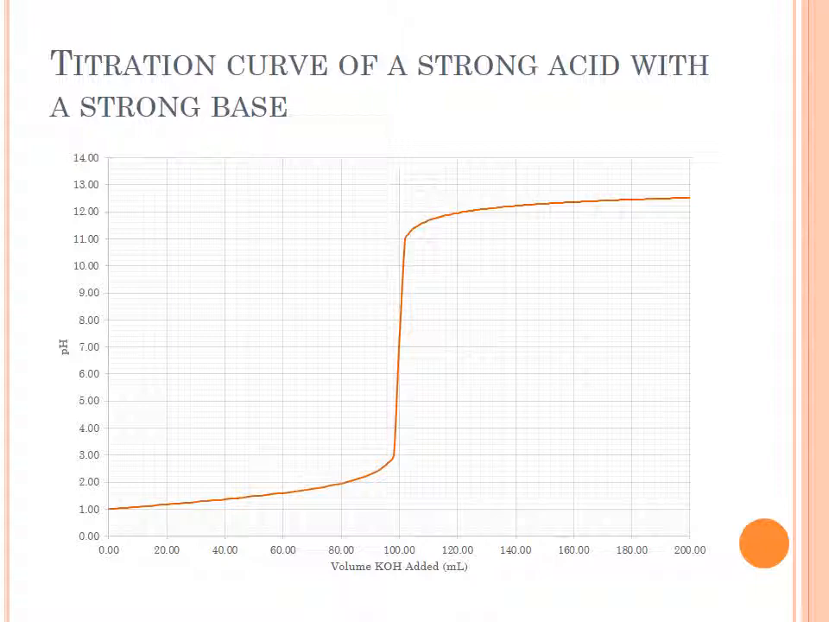This is a basic titration curve of a strong acid versus a strong base. Notice here the equivalence point, as we mentioned, occurs at 100 milliliters and is precisely 7 in this case. But notice it's a little S-shaped curve, and the equivalence point is that point of inflection there in the middle where the curvature of the function changes.